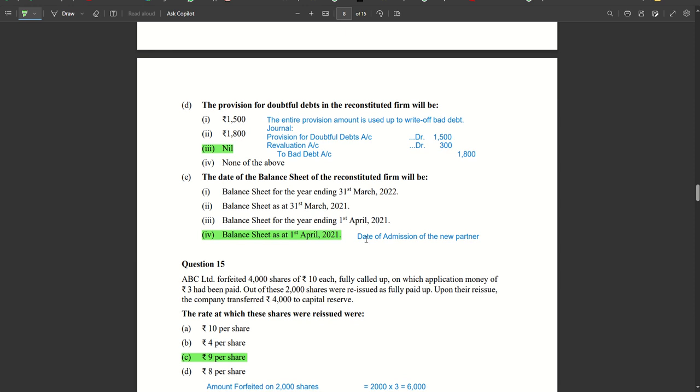Point number E, the date of the balance sheet of the reconstituted firm. This will be the date of admission. So balance sheet as at the 1st April 2021. Don't go for the option of 'for the year ending'. For the year ending, we don't use for balance sheet. That's used for trading and profit and loss account. Balance sheet is prepared as on a particular date.